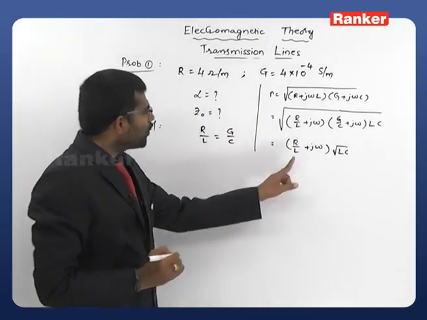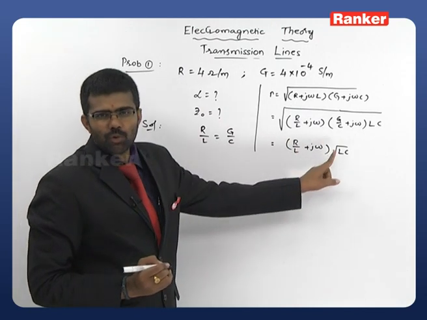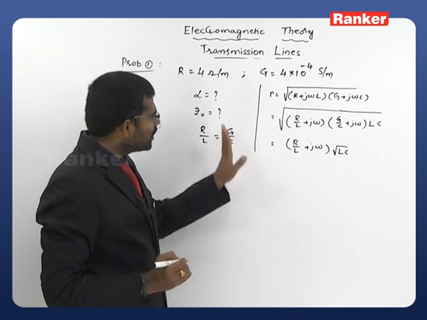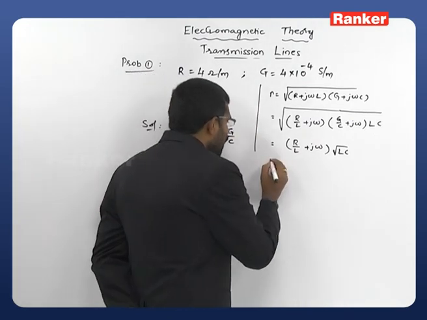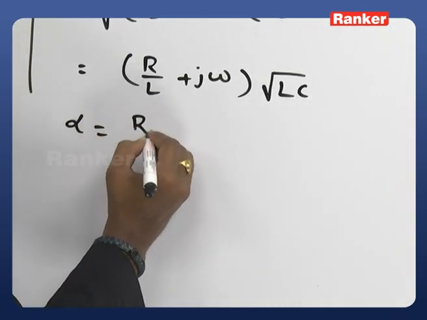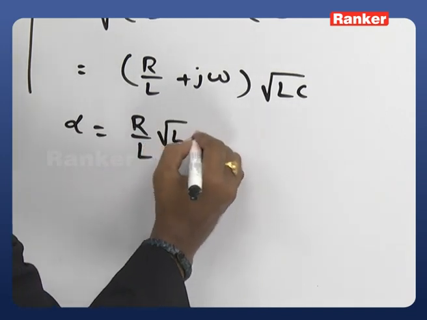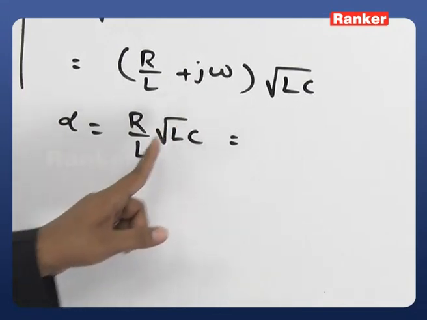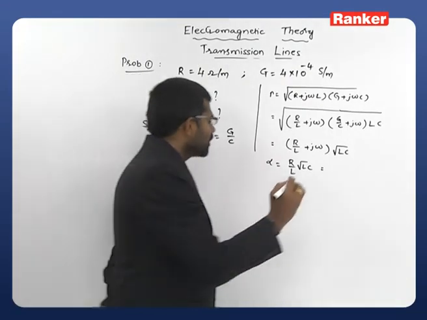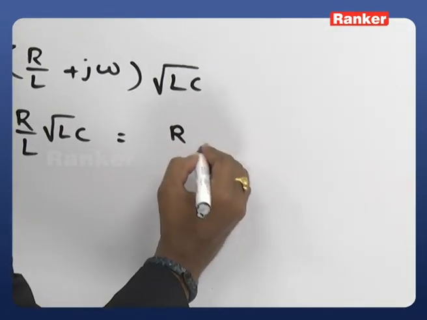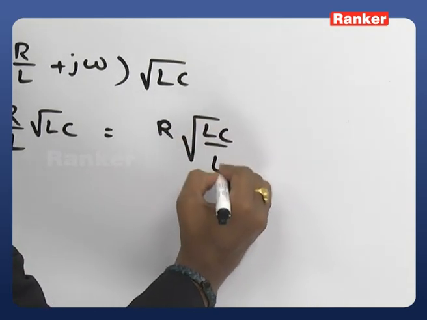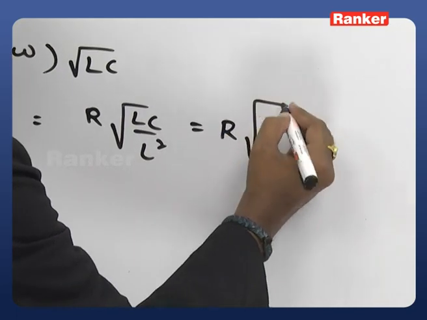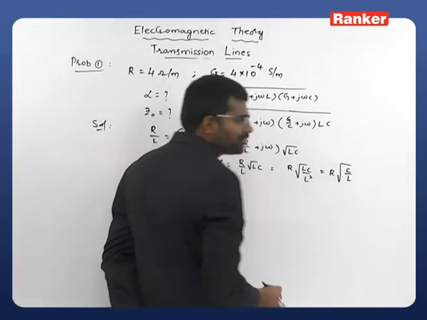Now equate the real part to alpha and the imaginary part to beta. Here what we require is just alpha, so take the real part. What is the real part? Alpha is equal to R by L root LC. Now I want to simplify this particular term. Then it becomes R root LC by L square. L will be cancelled, which is equal to R root C by L.